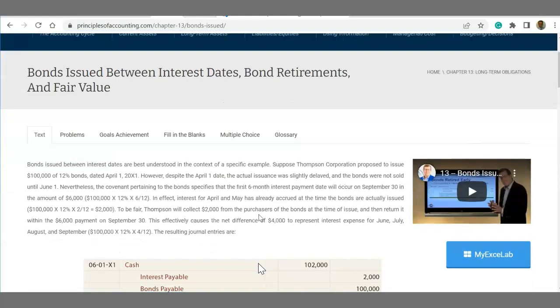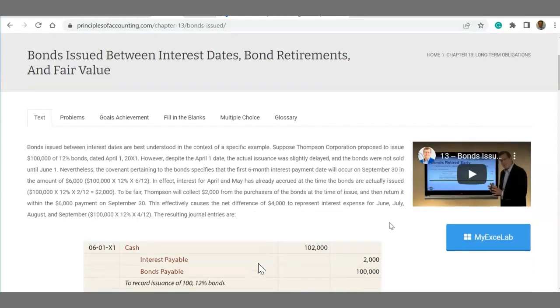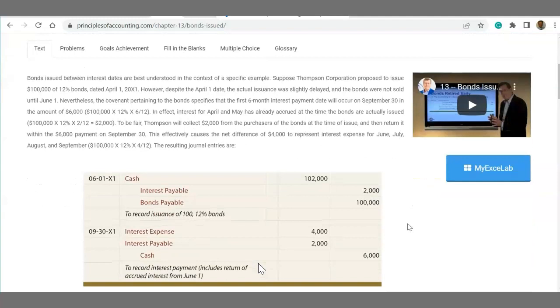Okay, here are a little bit more details about bonds issued between interest dates, bond retirements, and fair value. So let's see what's going on here. Looks like we need to read it. Let's read it a little bit. So bonds issued between interest dates are best understood in the context of a specific example. Yes. So suppose Thomson Corporation proposed to issue $100,000 of 12% bonds dated April 1st, 2021. Okay.